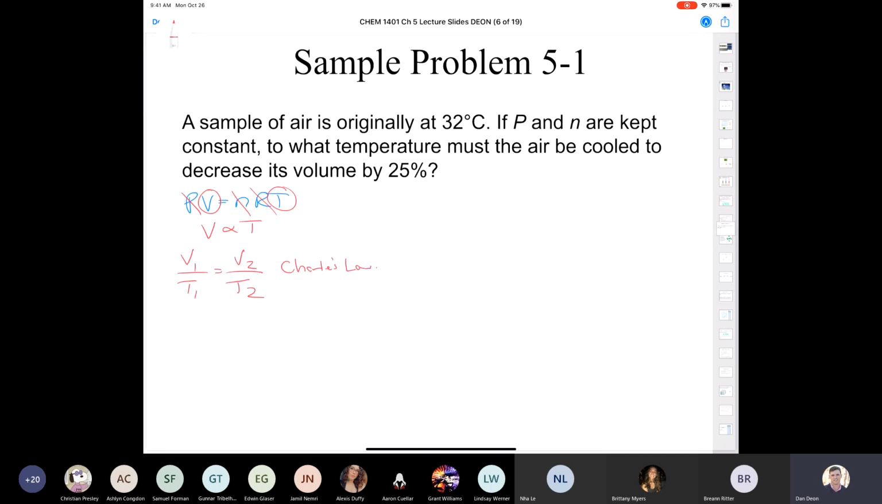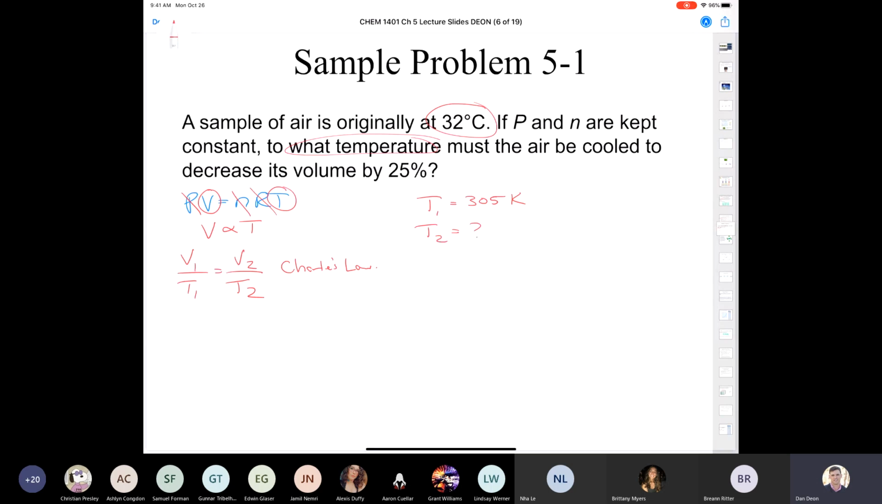Now we can plug in some numbers. Now, we've been given the initial temperature. They always have to give it to us in degrees Celsius, and we have to convert that into Kelvin. So we're going to take 32, and we're going to add 273, so 32 plus 273, and that gives us 305 Kelvin. So our T1 is equal to 305 Kelvin. We're looking for what temperature? So we're looking for our T2. So put T2 is equal to something.